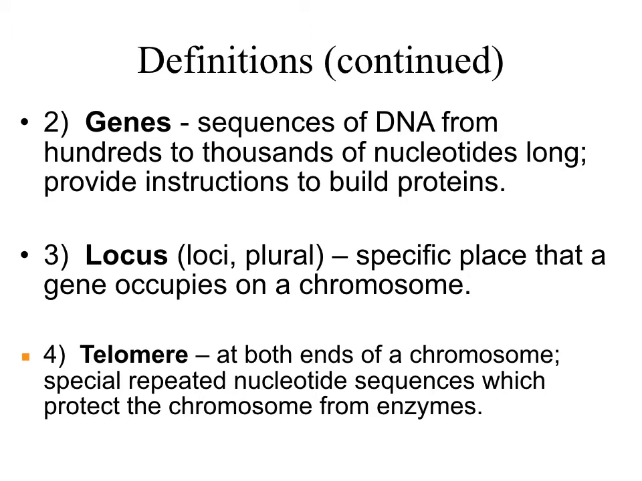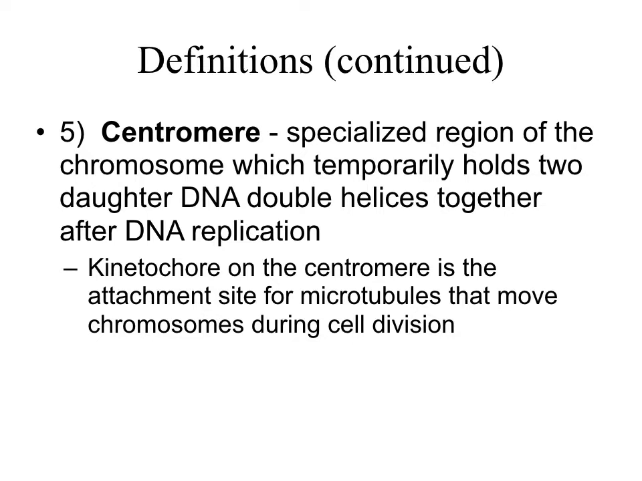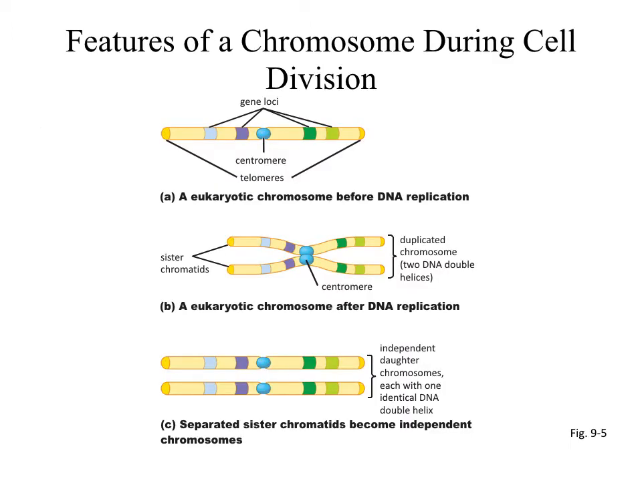Telomeres are at the ends of a chromosome, special repeated nucleotide sequences which protect the chromosome from being consumed by enzymes. They maintain the length of the chromosome. And a centromere is a specialized region of the chromosome which temporarily holds the two daughter DNA double helices together after DNA replication. You never see a centromere unless the chromosome has been duplicated.